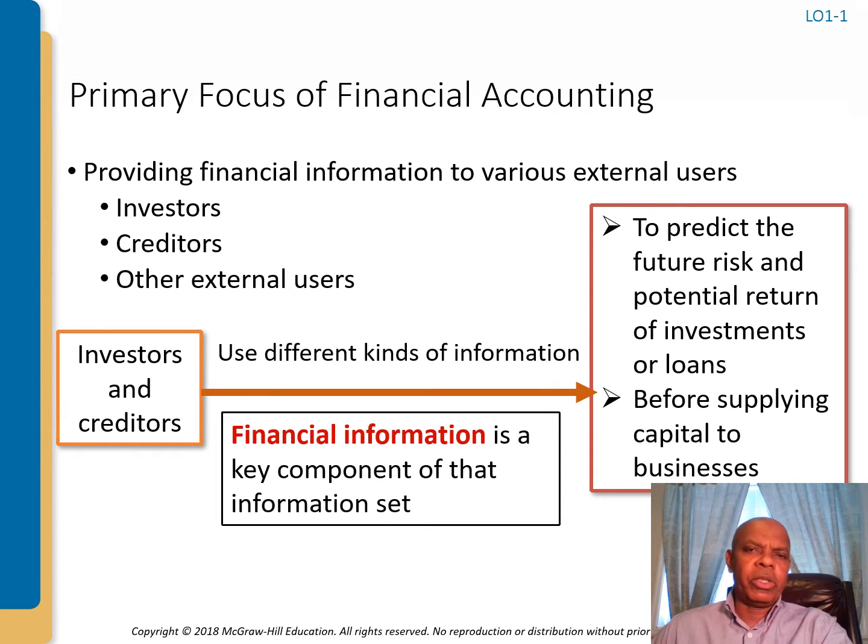The primary focus of financial accounting. What exactly are we looking at? What is our focus? What's the objective of having financial accounting? Providing financial information to various external users. Now we know when it comes to accounting, we have different types of accounting: financial accounting, cost accounting, managerial accounting. Primarily, what we're going to go over this semester, this class, is financial accounting. So financial accounting provides financial information to various external users.